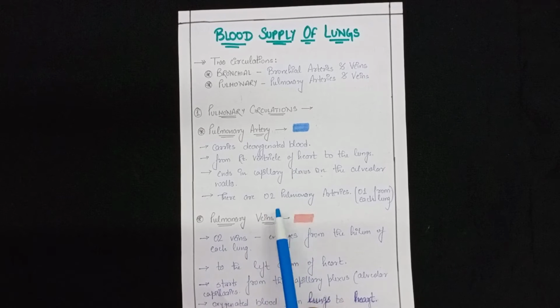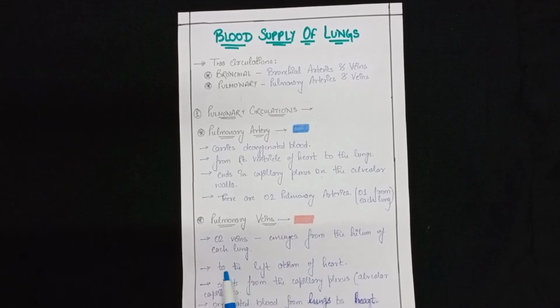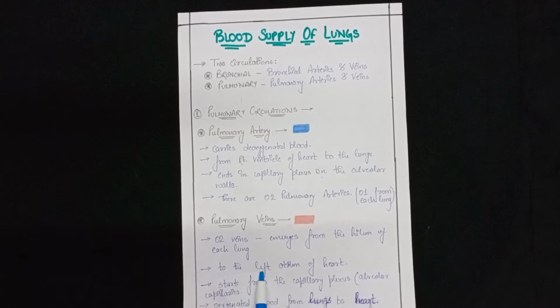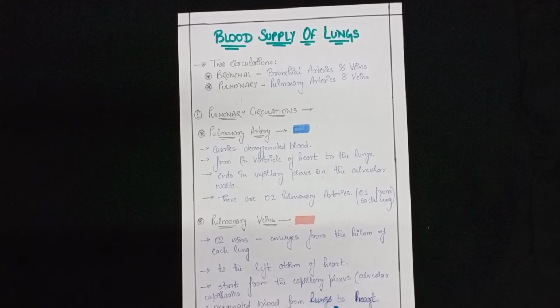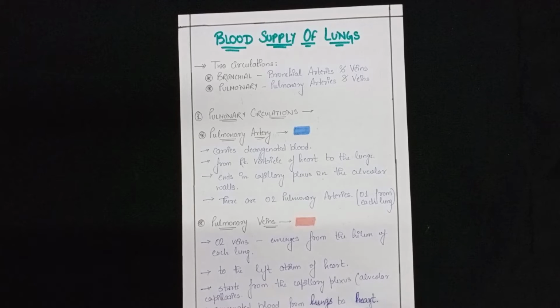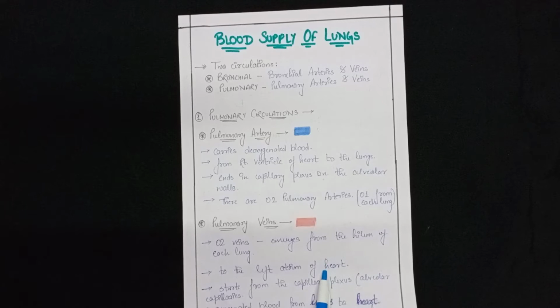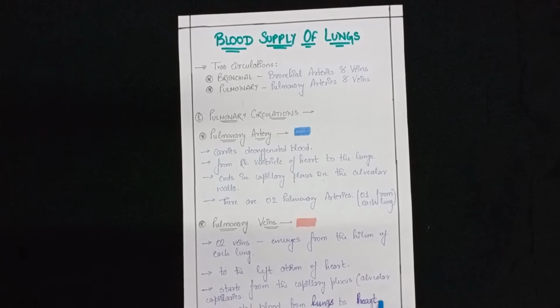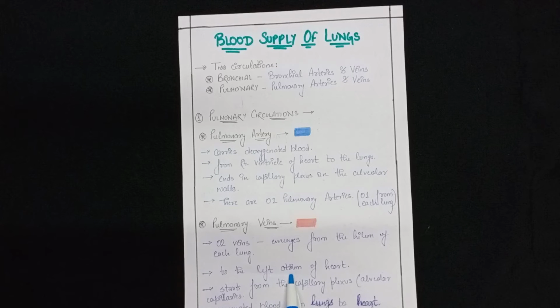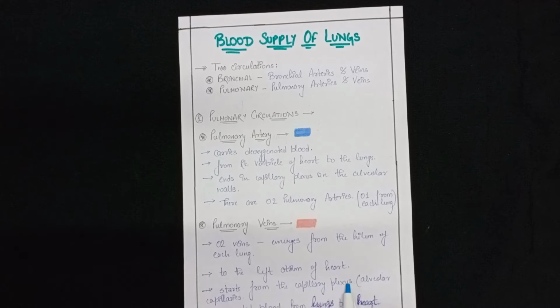Now, I told you that the veins carry the oxygenated blood here. Okay, so it carries the oxygenated blood from the lungs to the heart. Now what place of the heart? Left atrium of the heart. So it carries blood from the lungs to the left atrium of the heart. The another thing is it starts from the capillary plexus, that is the alveolar capillaries.